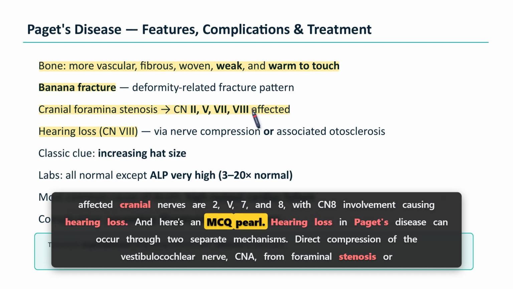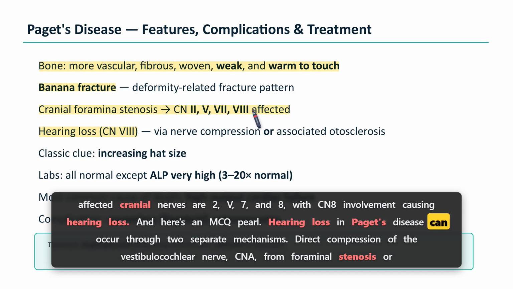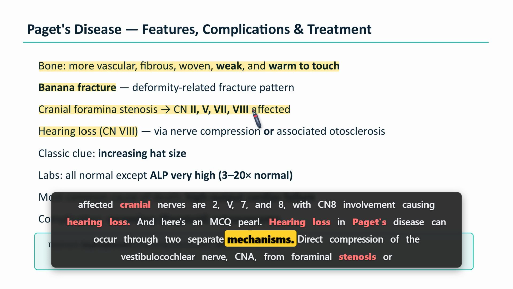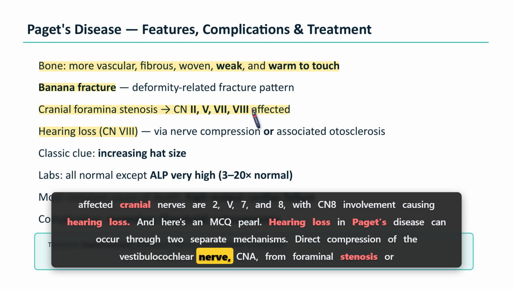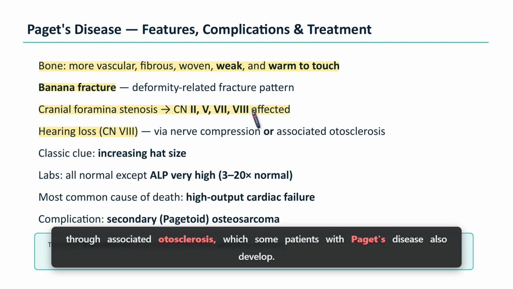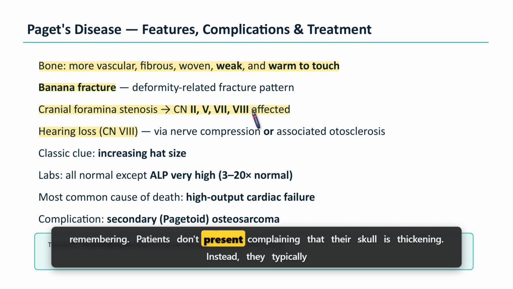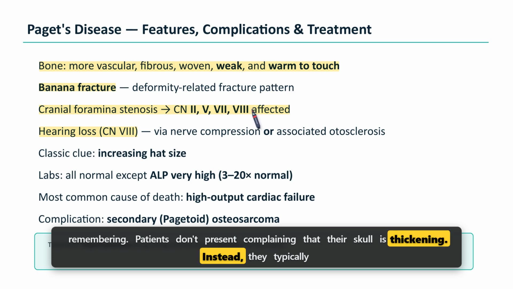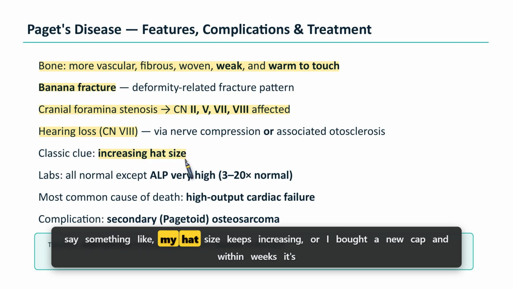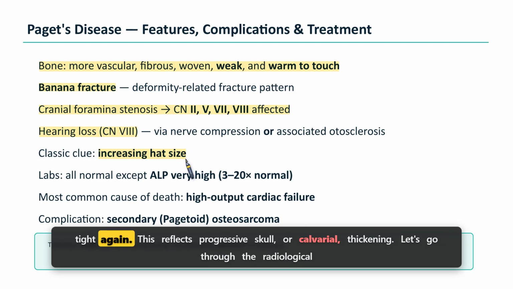And here's an MCQ pearl. Hearing loss in Paget's disease can occur through 2 separate mechanisms: direct compression of the vestibulocochlear nerve, CN8, from foraminal stenosis, or through associated otosclerosis, which some patients with Paget's disease also develop. Both mechanisms have been tested, so know them both. There's also a classic clinical clue worth remembering. Patients don't present complaining that their skull is thickening. Instead, they typically say something like, "My hat size keeps increasing," or "I bought a new cap, and within weeks it's tight again." This reflects progressive skull, or calvarial, thickening.